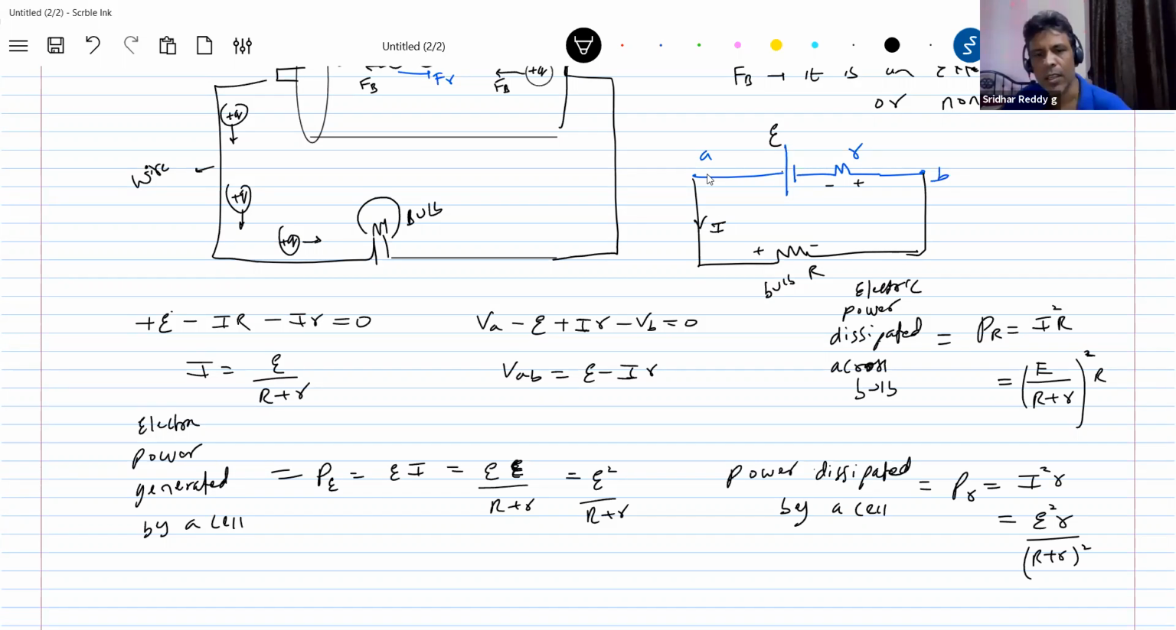Check it now. Is all the power generated by the cell given to the bulb? The answer is no. Definitely the answer is no. What happens to the power generated by the cell? A part of it is given to the bulb, and a part is taken by the internal resistance only. This is lost as heat.